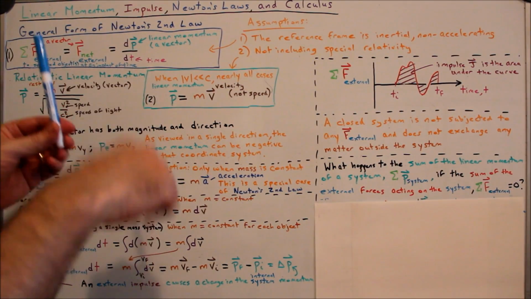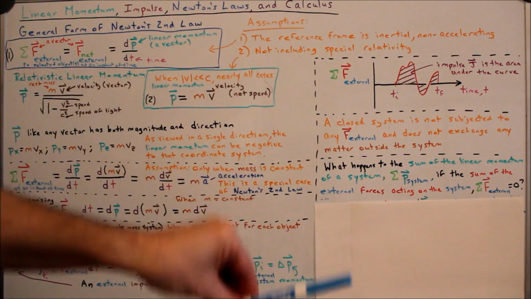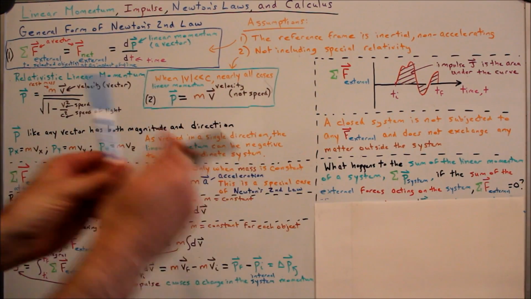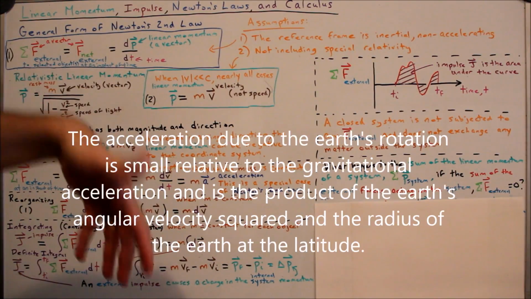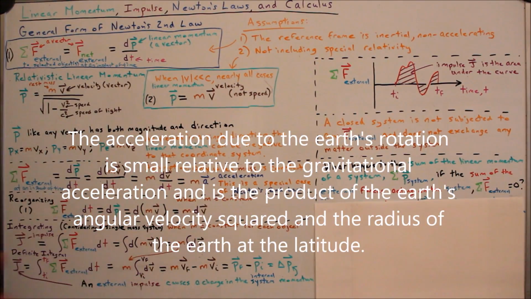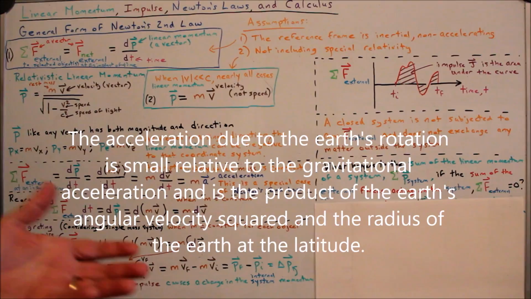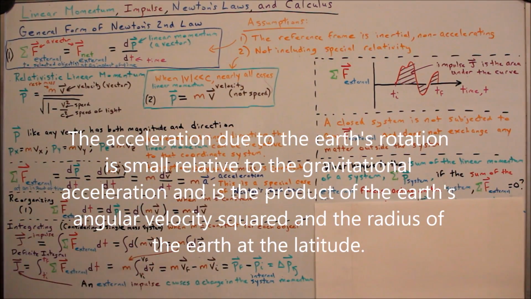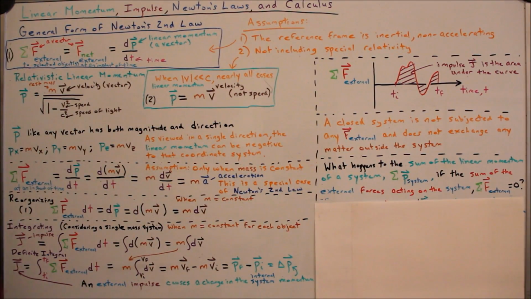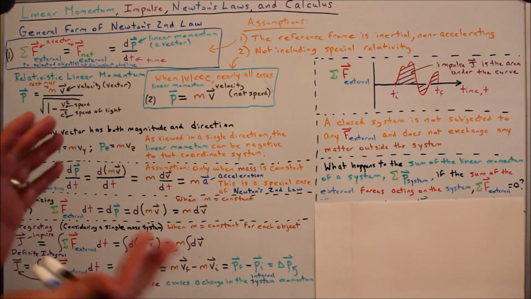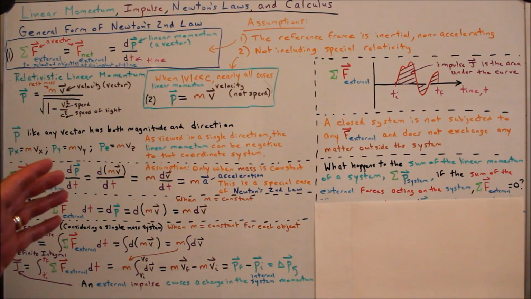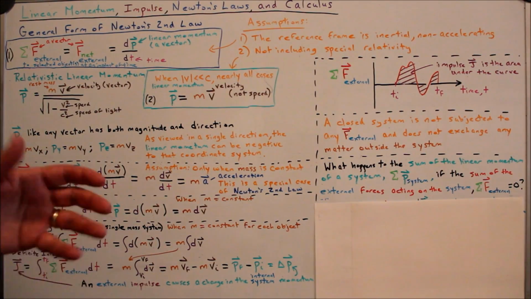This acceleration, I'm still turning quite slowly. It takes 24 hours for me to spin around, and so my acceleration due to that is on the order of 0.3% of the gravitational acceleration that I see. So a lot of times the assumption is, well, I'll ignore that. I'll say the surface of the Earth is an inertial reference frame, and usually that's a very practical way of doing it, and doesn't introduce hardly any error at all.